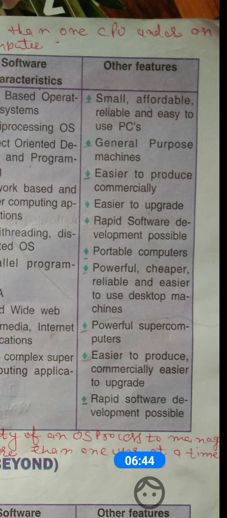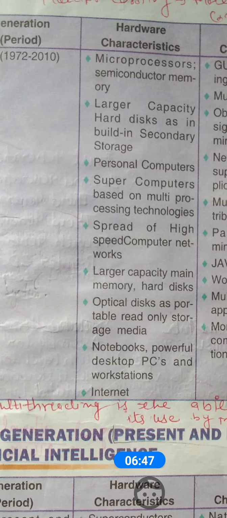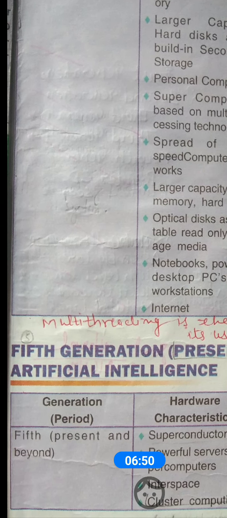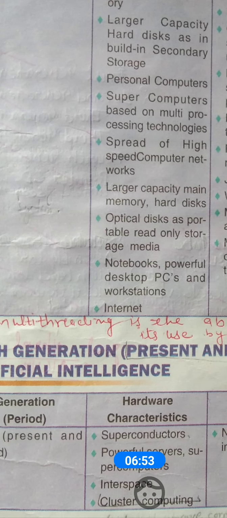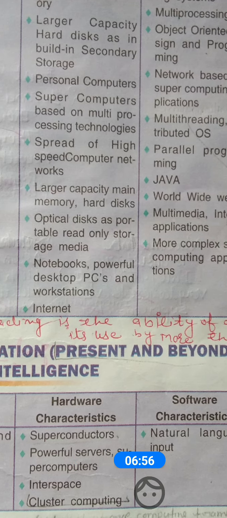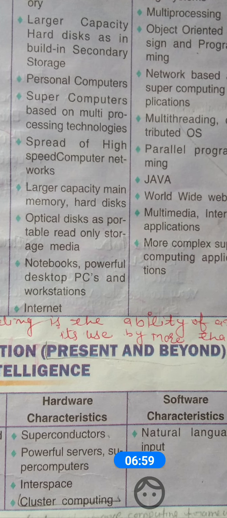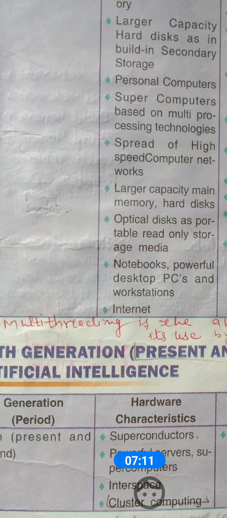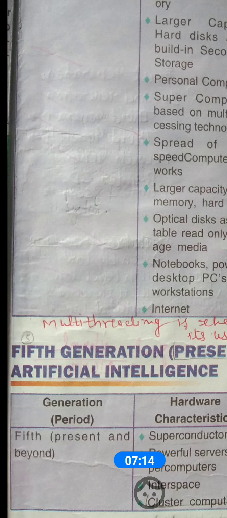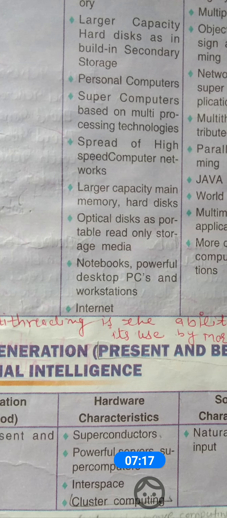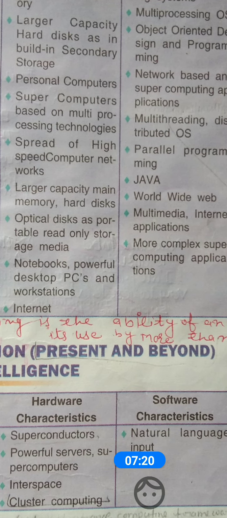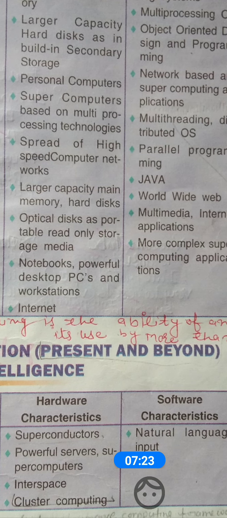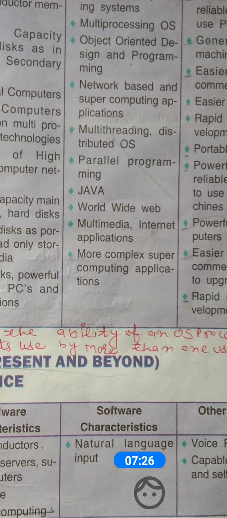Then next is the fifth generation of computer. So what is the fifth generation of computer? What is the period of this fifth generation? That is the present and beyond. Present means whatever we are using these days, that is the fifth generation of computer. And after that, the fifth generation is still under process also. So, generation period: present and beyond. Hardware characteristics: superconductors, powerful servers, supercomputers, cluster computing, natural language input. Software characteristics: natural language input.